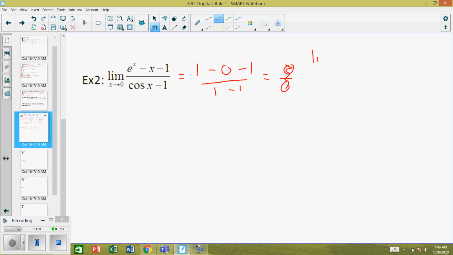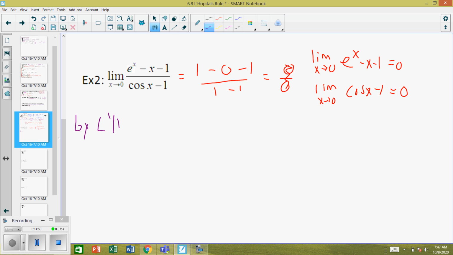They want you to write it as separate limits. If we ever get indeterminate form, you're going to say the limit as x approaches 0 of e to the x minus 1 equals 0, and the limit as x approaches 0 of cosine of x minus 1 also equals 0. Because the top and the bottom both equal 0, that's indeterminate form. Then it's very procedural here. You're going to say by L'Hopital's. It's definitely spelled weird.